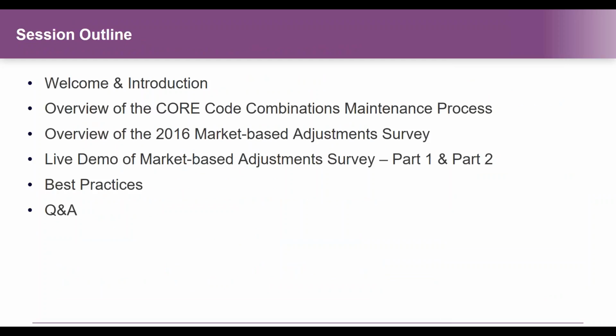Today, we will begin with two presentations. First on the core code combination maintenance process, and then on the core market-based adjustment survey. We will then do a live demonstration of parts 1 and 2 of the survey so you can become familiar with the process and have time to submit any questions you may have. We will end the webinar with some tips and best practices, and we'll be sure to leave plenty of time to respond to your questions or comments.